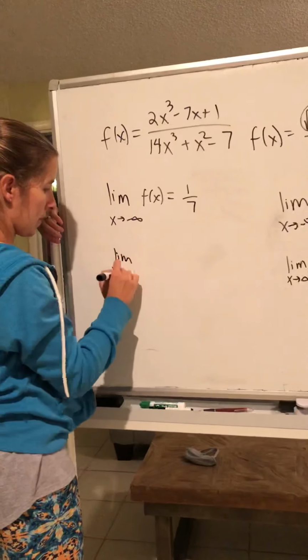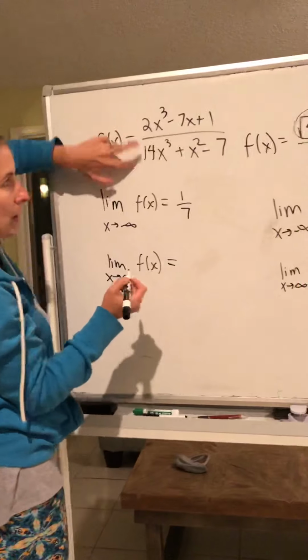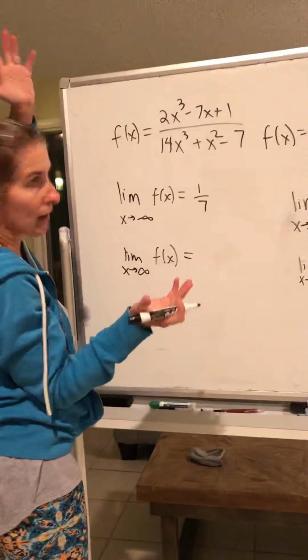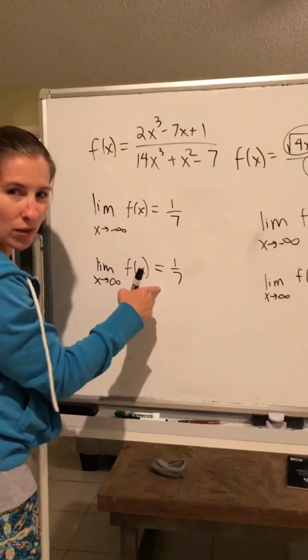And then you take the limit as x approaches positive infinity. Now you're plugging in large positive numbers, so there's no negatives at all, and you just get 1/7. So here the two horizontal asymptotes agree.